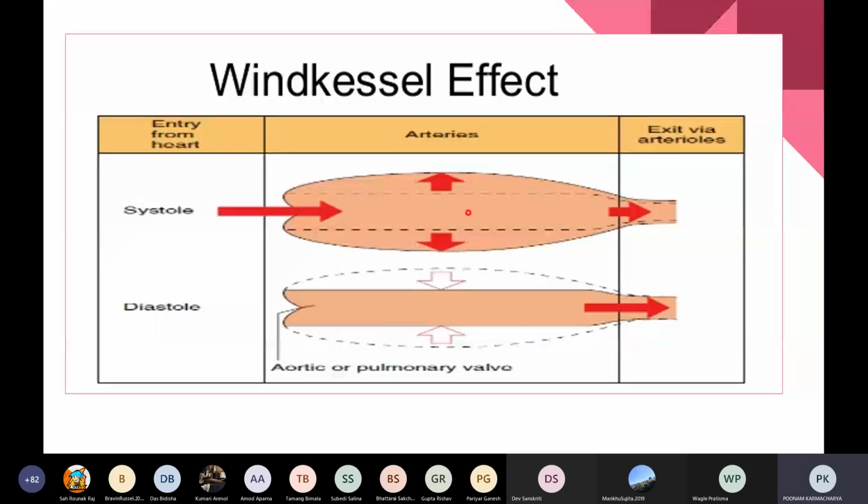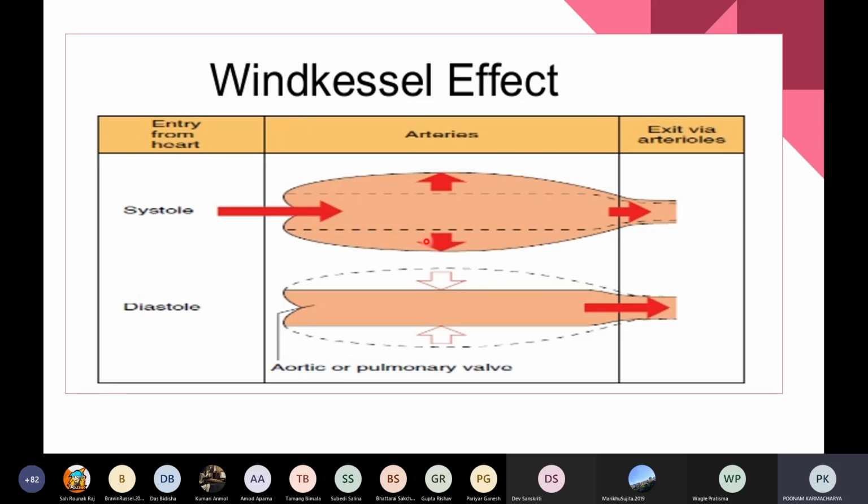So you can see in this picture, during systole, when the blood is being ejected from the left ventricle to the aorta, what happens? These blood vessels will dilate, or distend outward, right? And that is happening during systole. And at the time of diastole, what happens again? They will recoil back, or they will squeeze the blood towards the arterioles, and this effect of the aorta is called the Windkessel effect, right?